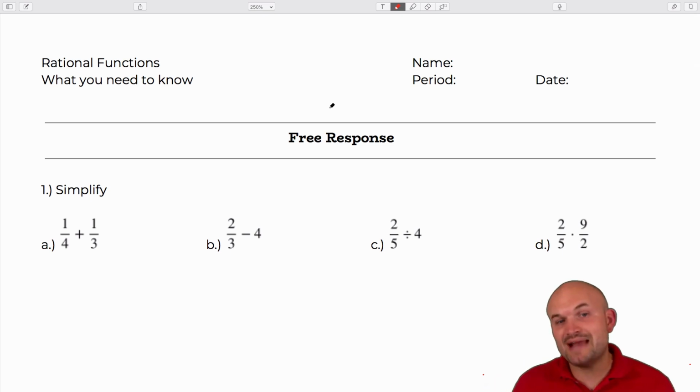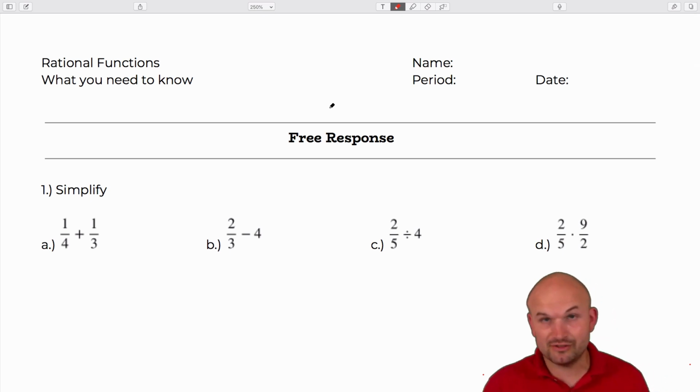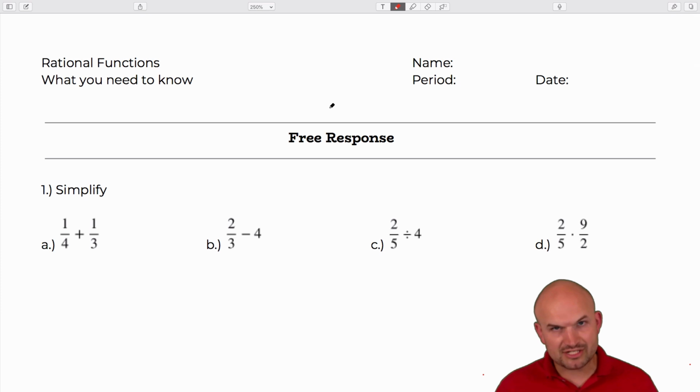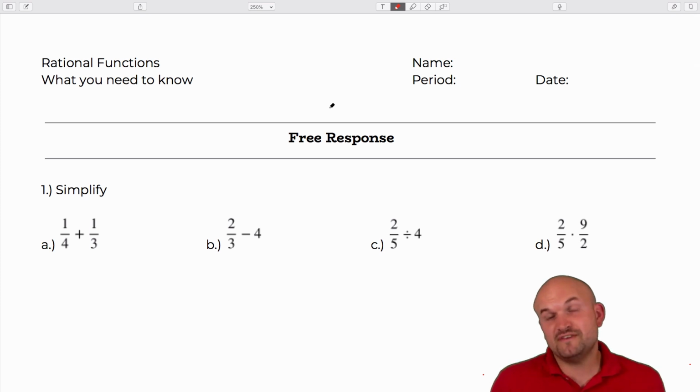Welcome. All right, so now before we get into our unit on rational functions, I wanted to cover a couple of questions that are going to help you prepare for the unit, something to give you a little bit of that foundation, so you feel a little bit more confident as we start working through the different types of problems and units during this chapter.